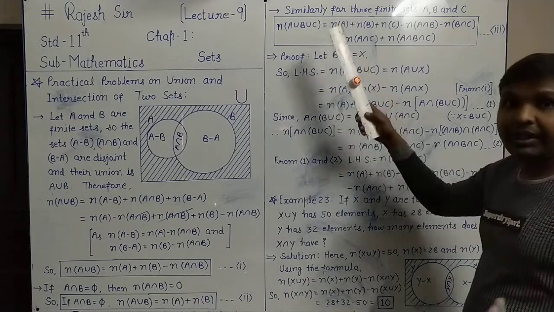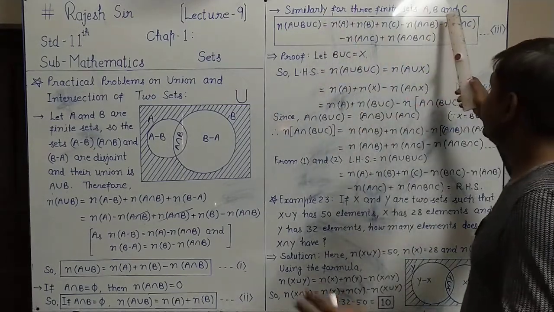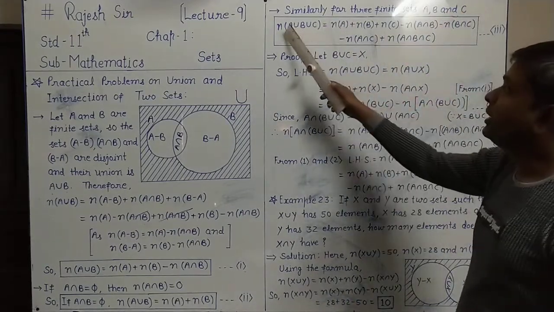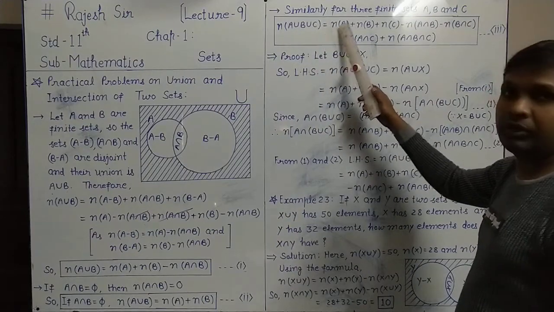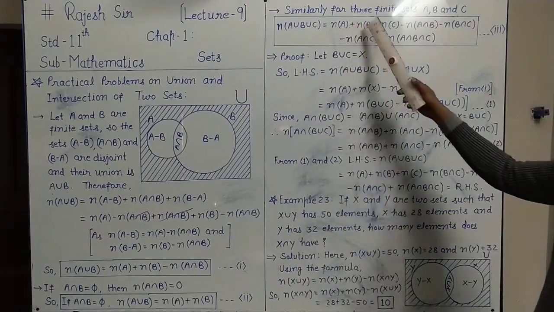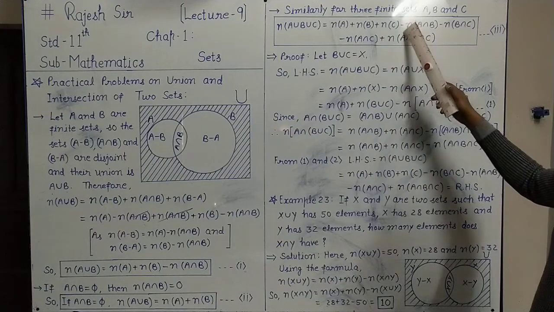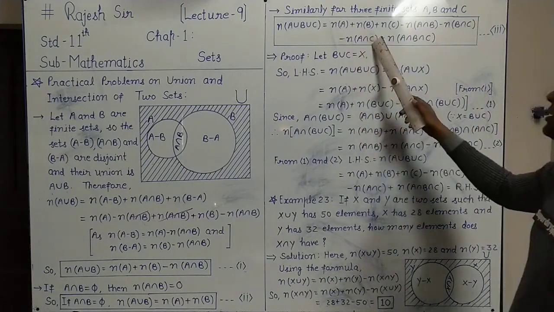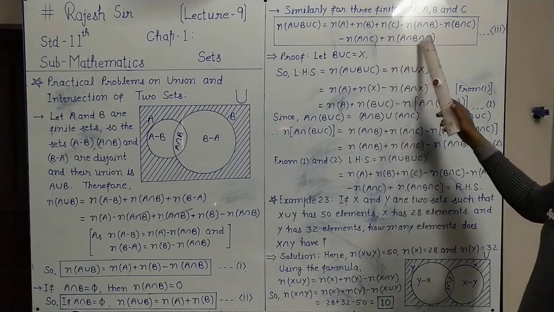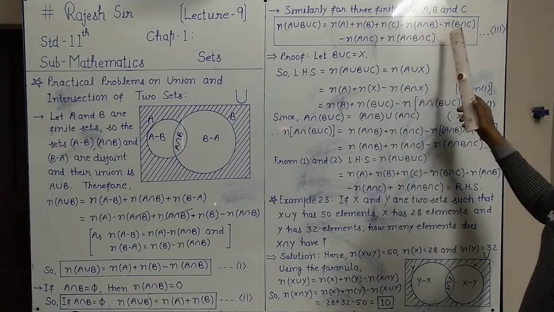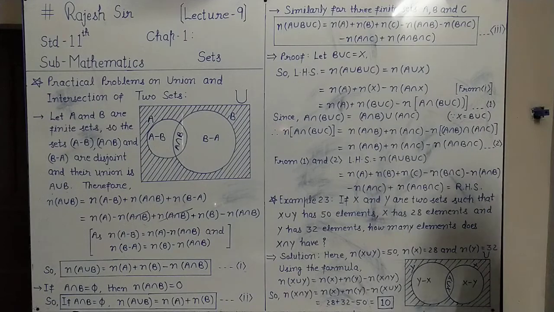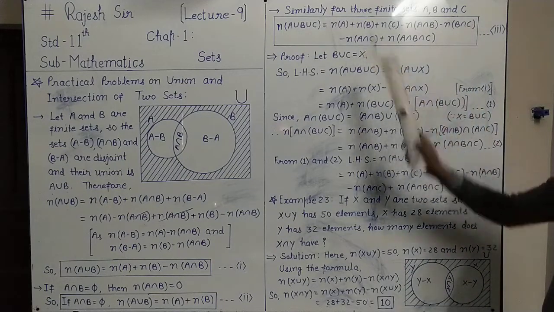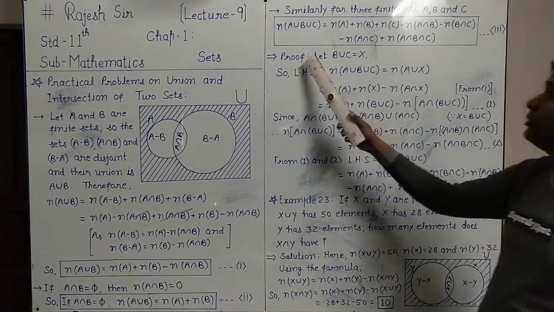Now for three finite sets A, B and C, the formula for A union B union C equals n(A) plus n(B) plus n(C) minus n(A intersection B) minus n(B intersection C) minus n(A intersection C) plus n(A intersection B intersection C). This is result number 3. We will give the proof of this also. So let's have the proof.